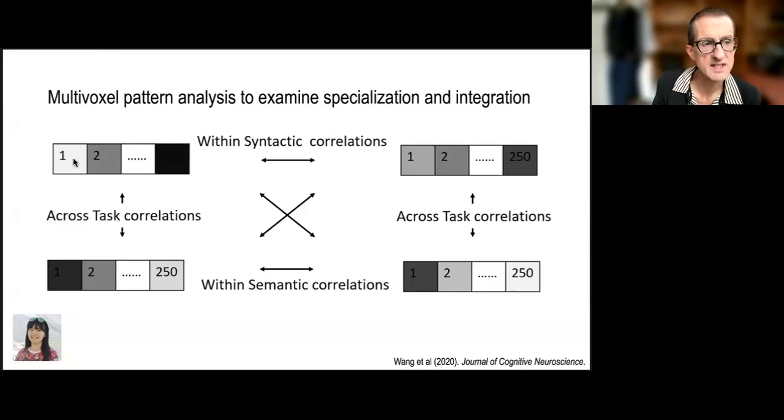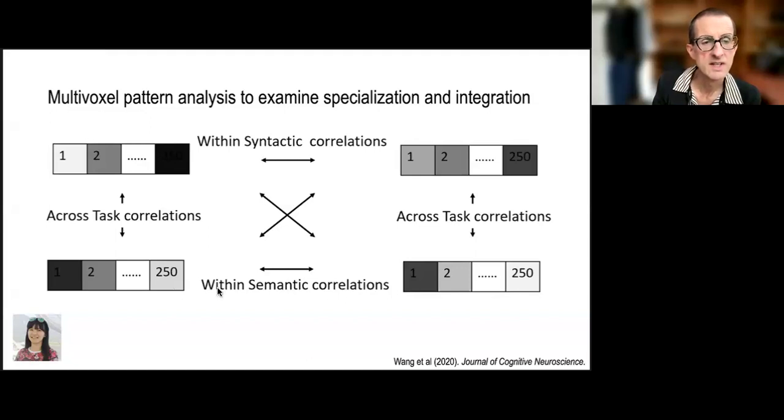So here's an example of within syntactic correlations. You can see here that this pattern is similar to this pattern, so they're correlated. Here you can see this pattern for the syntax task is quite different than the pattern for the semantic task, right? So these two patterns are not correlated. So the across-task correlations are low. You can also look at the within semantic correlations, right? So this pattern is similar to this pattern.